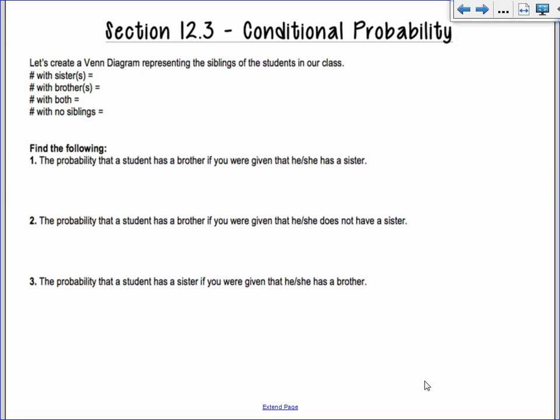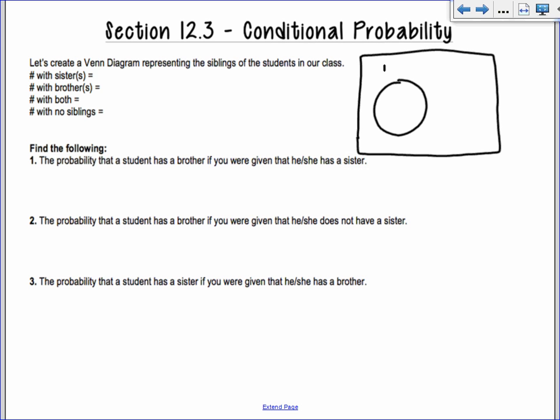We're going to create a Venn diagram with the number of people in the class that have brothers, sisters, or both. We're going to go through it really quick. When I go around, you're just going to tell me if you have a brother, sister, or both. Christian, how about you?